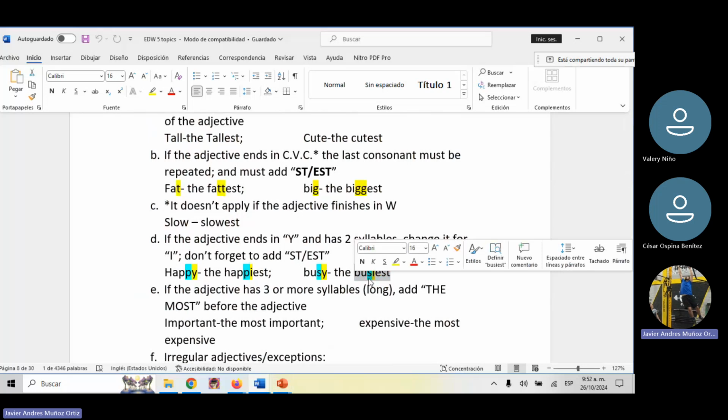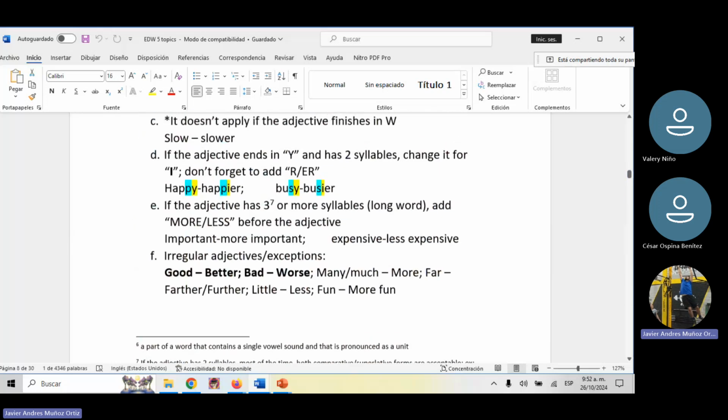CEO, by the way, is Chief Executive Officer, just in case you didn't know the acronym. So, busy, busier, the busiest, right? We are comparing people that are busy, ocupados.